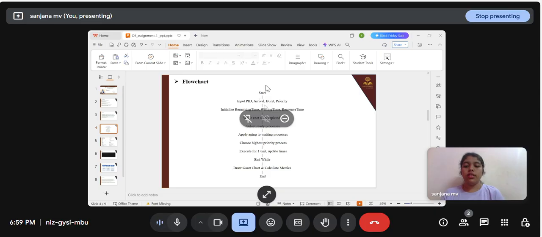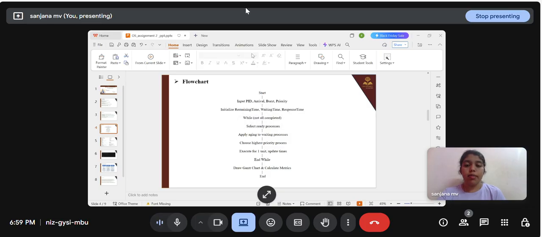Now we will know the flowchart. This flowchart summarizes the working of the scheduling algorithm. First, we take the input of each process like process ID, arrival time, burst time, and the priority. We then initialize the execution parameters such as remaining time and the waiting time. The algorithm runs in a loop until all the processes are completed.